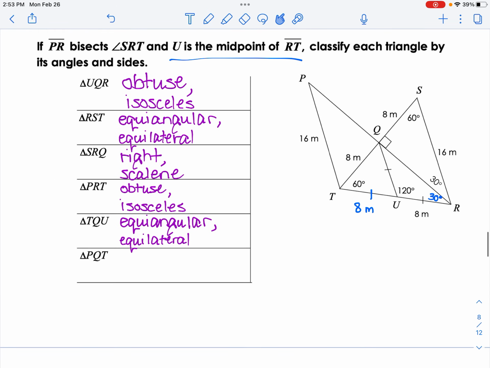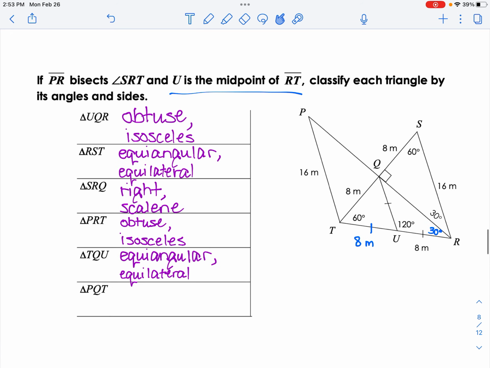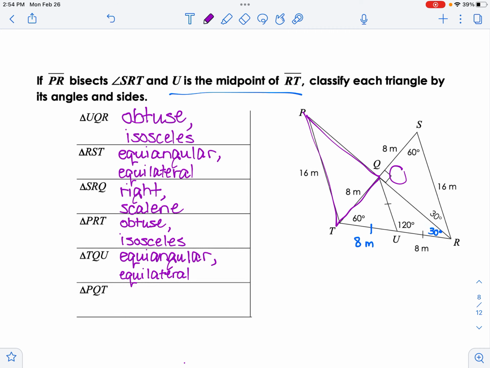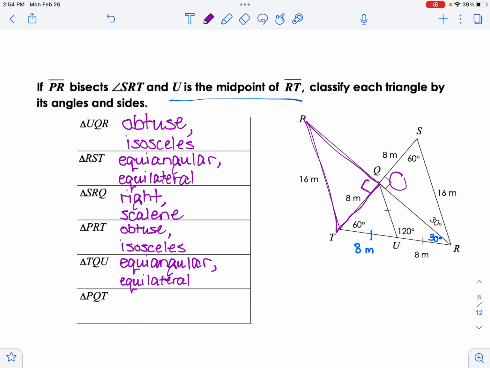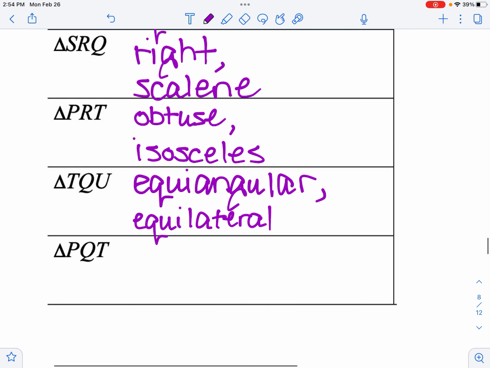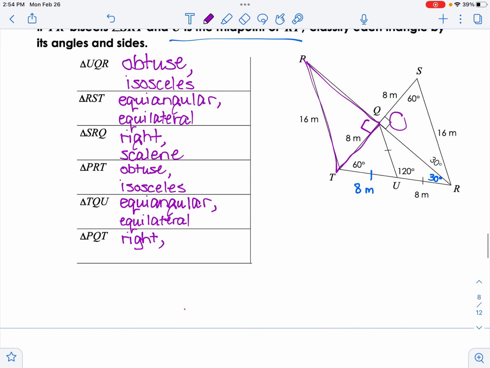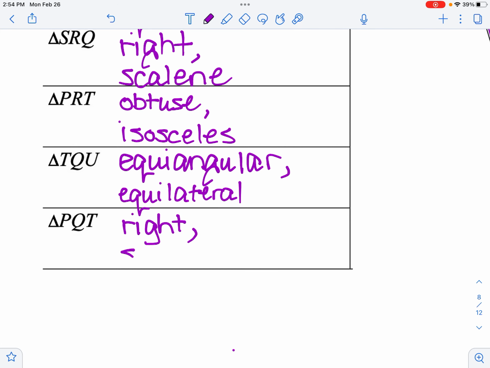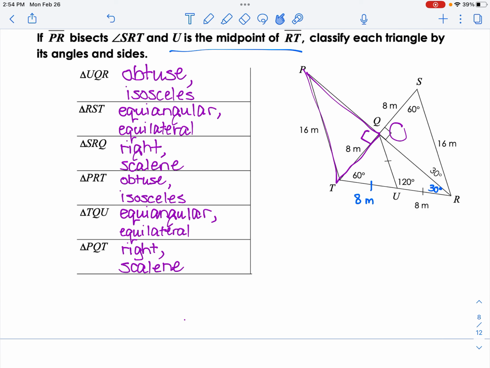All right, last is PQT. Well, these two angles here are vertical angles, so this one and this one. So that means this has to be 90 degrees. So this is a right triangle. You'll also notice that none of the sides are the same length. So that means this is scalene. Okay. Hopefully you understand how to classify those things now. And it makes a little bit more sense.